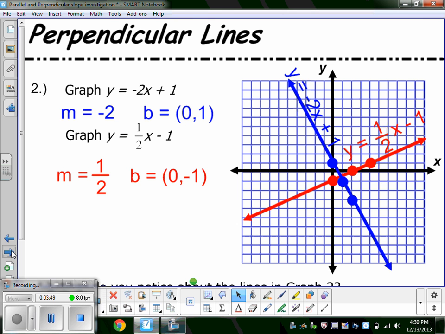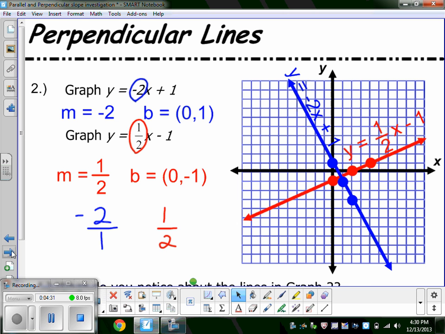If we look at our slope, in the equation y equals negative 2x plus 1, we have a slope of negative 2. And in the equation y equals 1/2 x minus 1, we have a slope of 1/2. These two numbers are very interesting. We can take the slope of negative 2, and we can turn this into a fraction. Of course, all of you know at this point, in order to turn an integer into a fraction, we give it a denominator of 1.